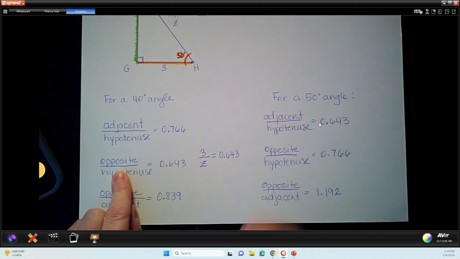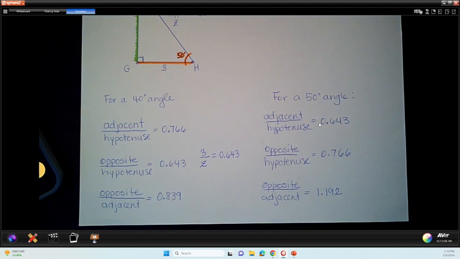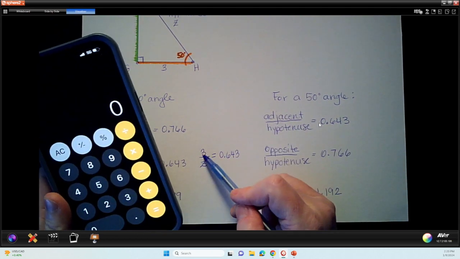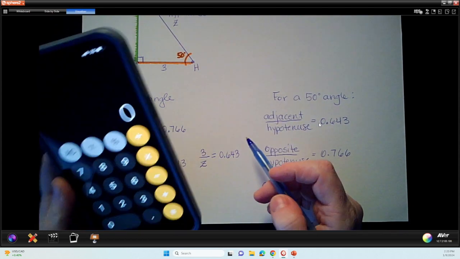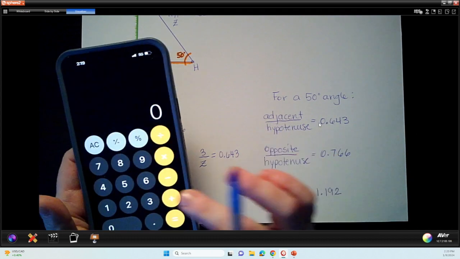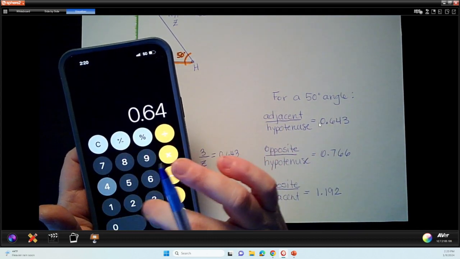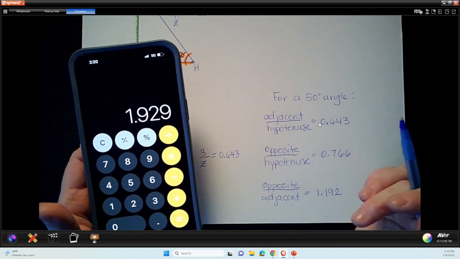0.643. Okay. Well, this is a tricky one because our missing number is our denominator. So while a lot of people think that we need to multiply these two together to get the answer, we actually need to divide. And let me show you what happens if we multiply. So if I do 3 times 0.643, watch what happens. Look what I get.